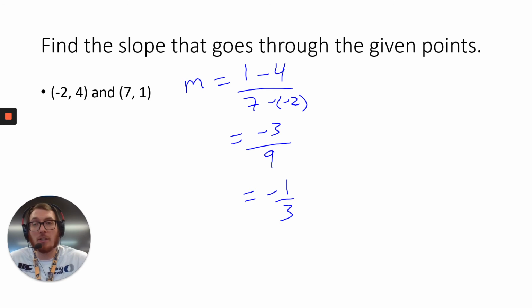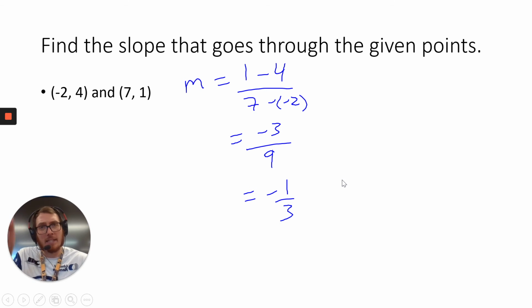For the next question, I used y2 minus y1, so 1 minus 4 is negative 3. But the key thing with the distance idea and slope and finding the range or the difference between the two numbers is that it's 7, not minus 2, it's minus negative 2. And minus a negative would become plus a positive. So negative 3 divided by 9 would be negative 1/3.